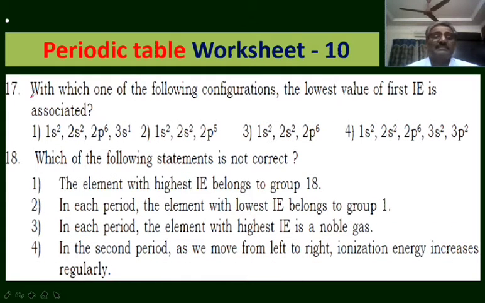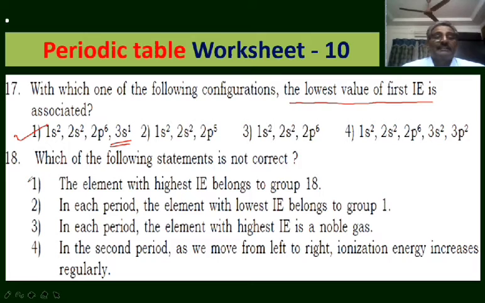Next, 17th question. With which one of the following configurations is the lowest value of first ionization energy associated? The lowest value of first ionization energy. That means the atom should have minimum number of electrons in the valence shell. The minimum number of valence electrons among these is 1, that is the 3s1 configuration. So this element possesses the lowest value of ionization energy. The element with configuration 1s2, 2s2, 2p6, 3s1 is sodium.